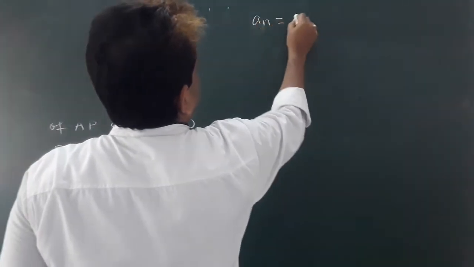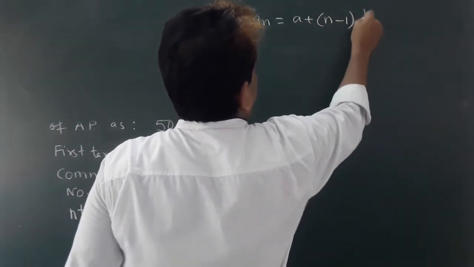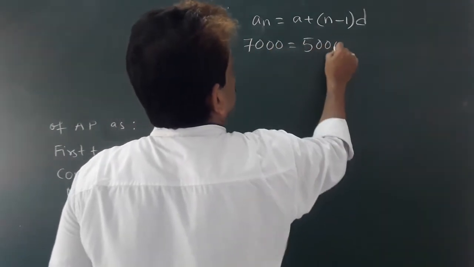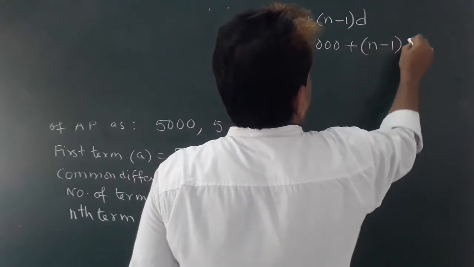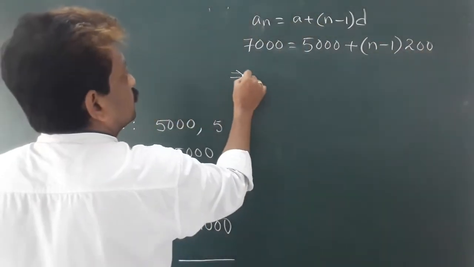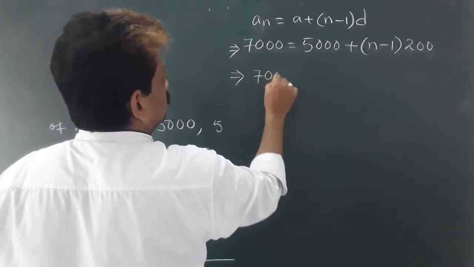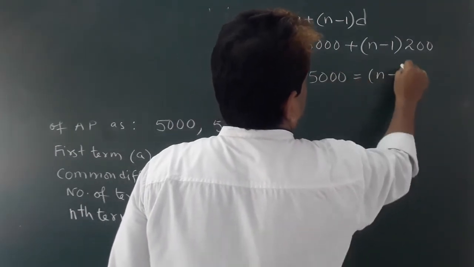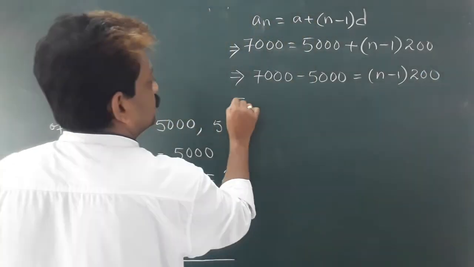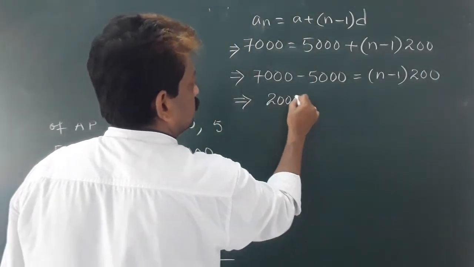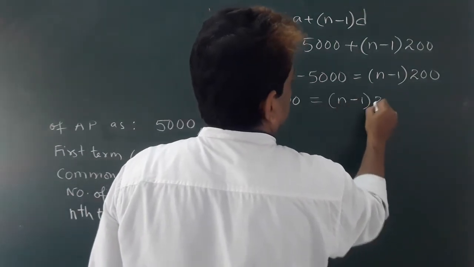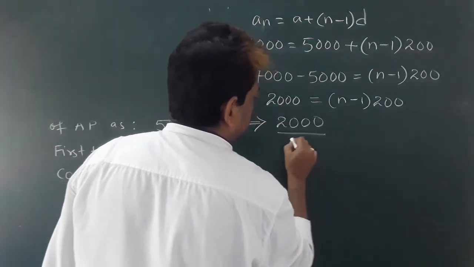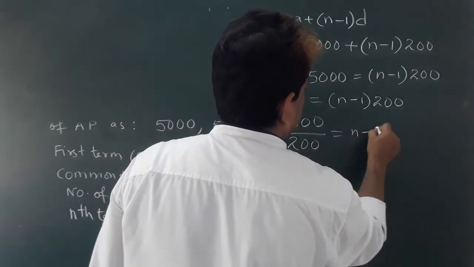An equals to a plus n minus 1 d. 7000 equals to 5000 plus n, we don't know, d is 200. 7000 minus 5000 equals to n minus 1 into 200. 2000 equals to n minus 1 multiplied by 200, or 2000 divided by 200 equals to n minus 1.